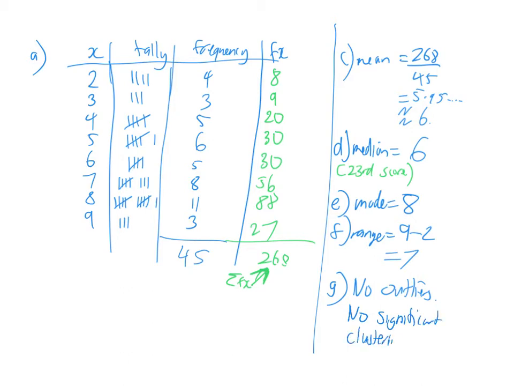Because you can see there's not a lot of big scores together. I mean they're all pretty consistent overall, so yeah, no significant clustering. Okay, next slide is the graph.